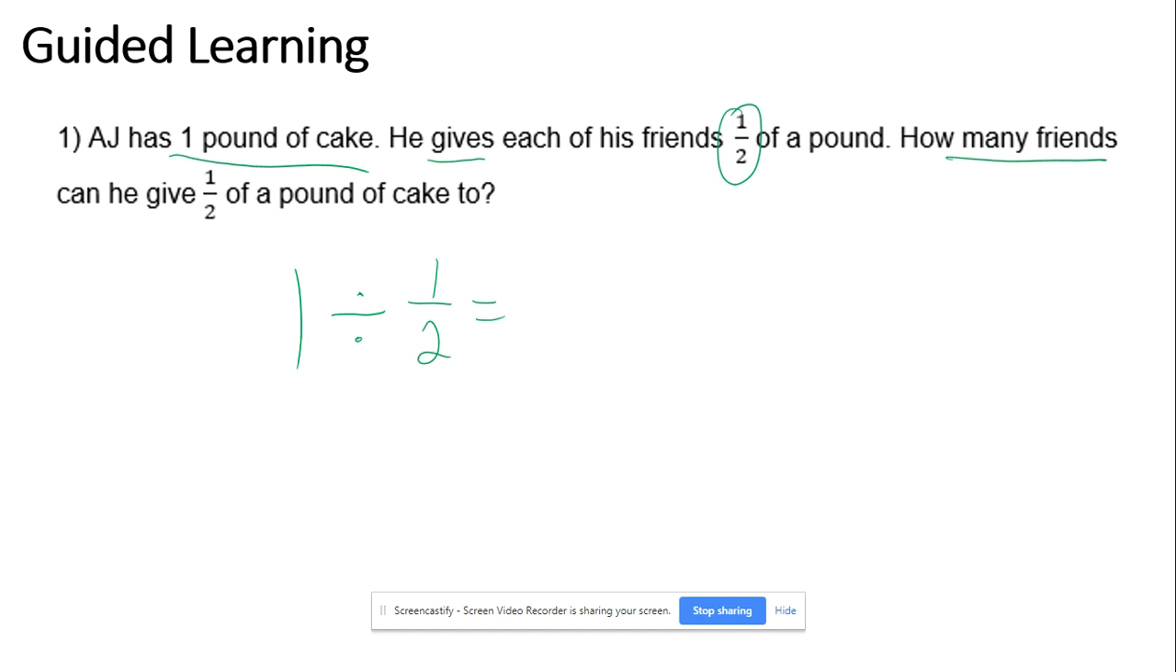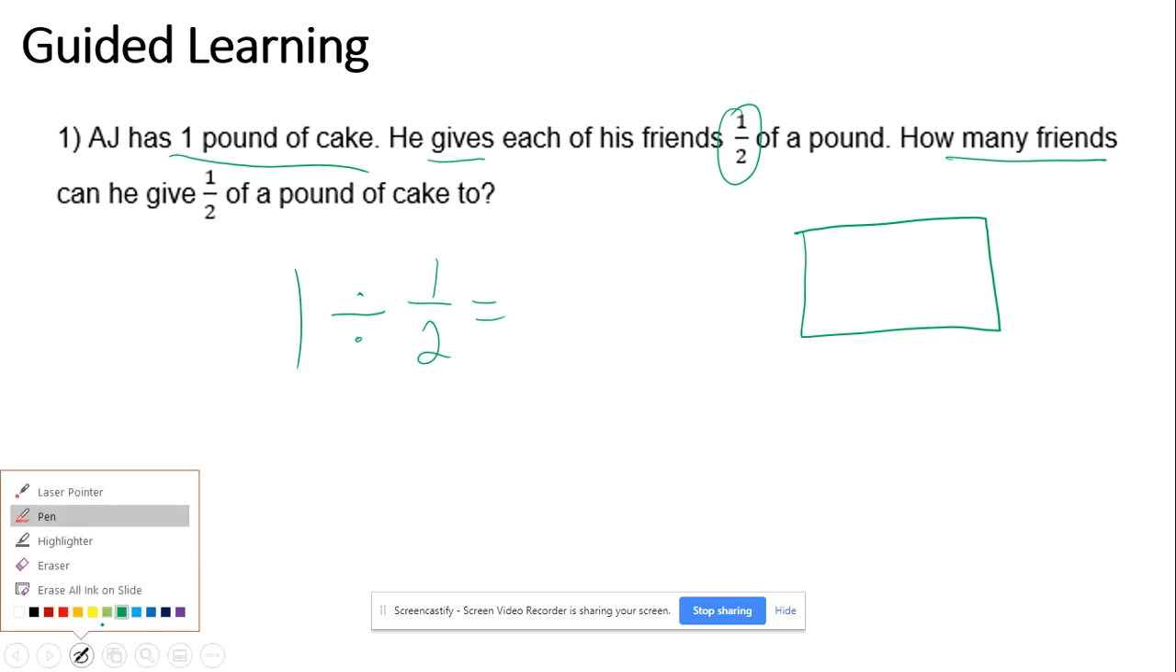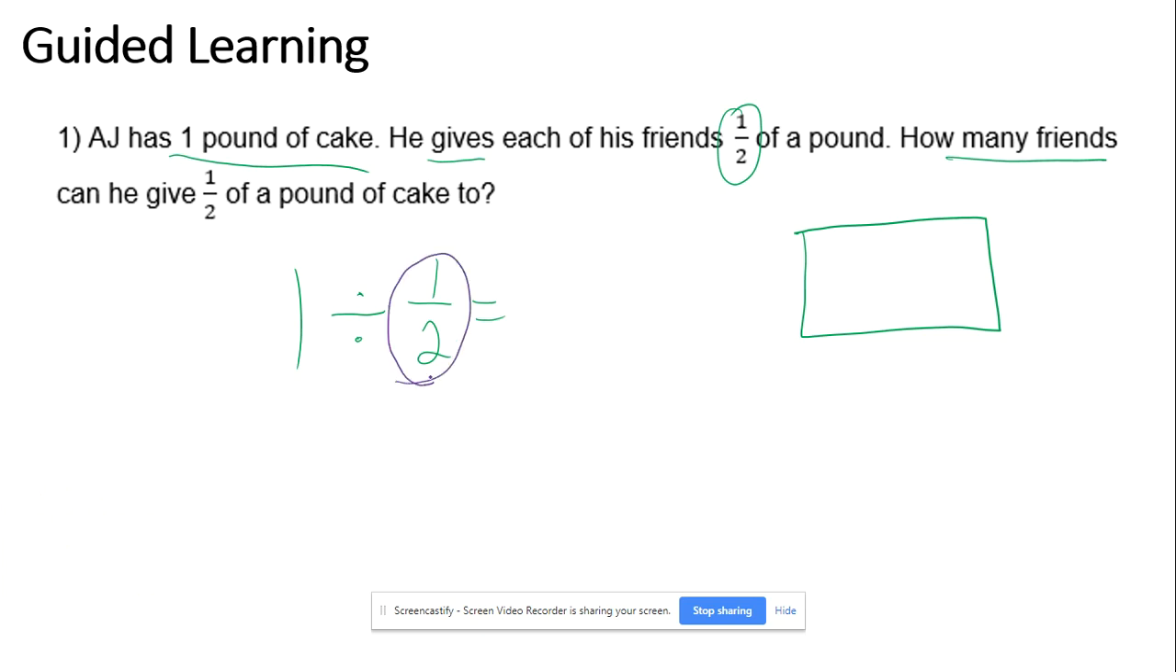So let's start. We notice that we're starting with one whole piece of cake, and we're going to be splitting this cake into half-size pieces because we're dividing by 1/2. So we're going to split this into 1/2 size pieces. That gives us 1 piece here, 2 pieces here. So we have a total of 2 pieces, each 1/2 of a pound of cake. So that means that we can give this cake to 2 friends. 1 friend, 2 friends. So if we had named the friends, this could be Xavier and Jefferson.